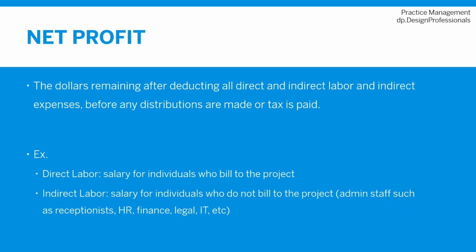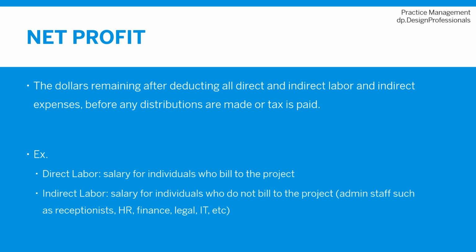Net profit is the dollars remaining after deducting all direct and indirect labor and indirect expenses before any distributions are made or taxes paid. So here we are taking all of the money the business has brought in, then subtracting labor fees and indirect expenses.